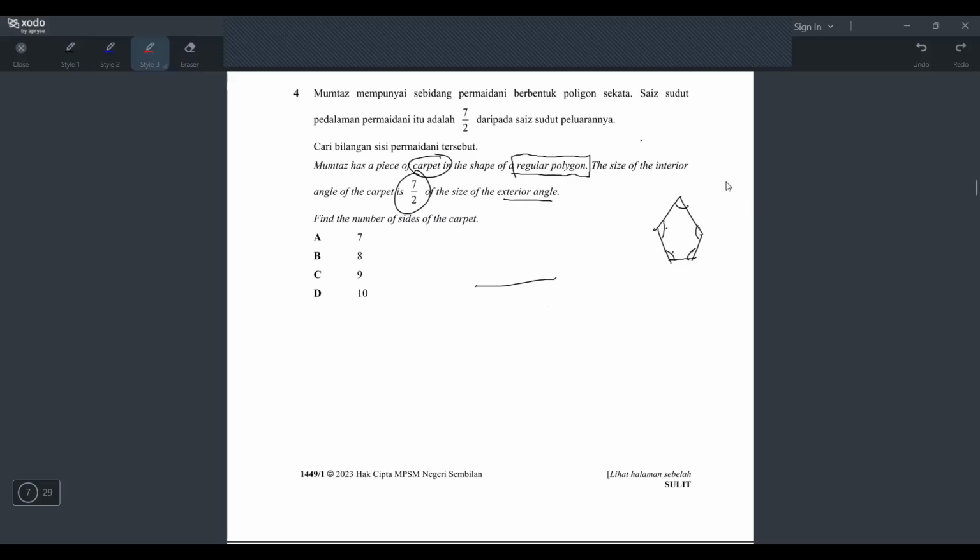Then what about exterior angle? Exterior angle, you have to extend the line, extend the line, extend the line, extend the line. Can you see the red color angle? All these red color angles, we call them exterior angles.